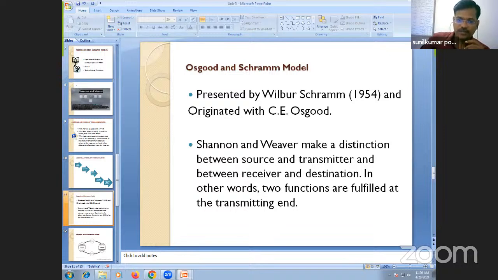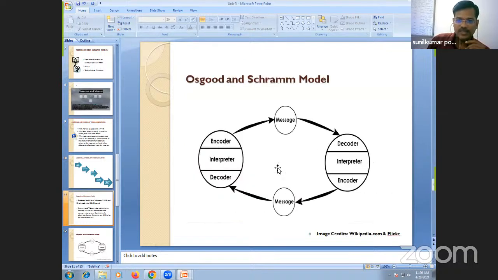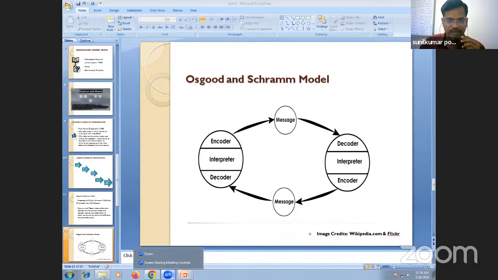Shannon and Weaver make a distinction between source and transmitter, and between receiver and destination. In other words, two functions are fulfilled at the transmitting end. There is an image which gives you clear identification. Here is an encoder. In the image: encoder, interpreter, decoder. It's a circular model. I will give you the reference, 1934. Okay, I have to check it.